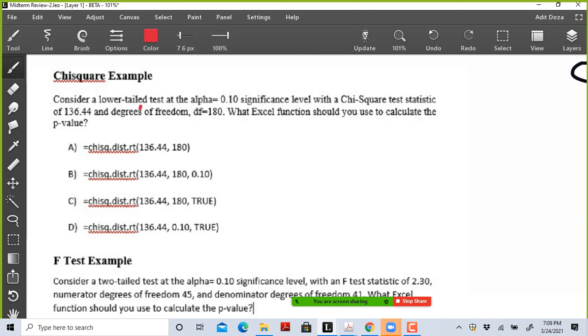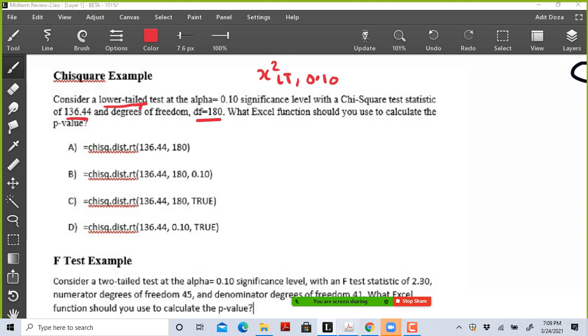Consider a lower tail test at alpha 0.1 significance level with chi-square test statistic of 136 and degrees of freedom 180. So to calculate the p-value, what function should we use in Excel for a chi-square? So it is a lower tail test, right? So chi-square lower tail test, and the significance level is 0.10. And degrees of freedom is given, test statistic is given. So which of the options will be valid?